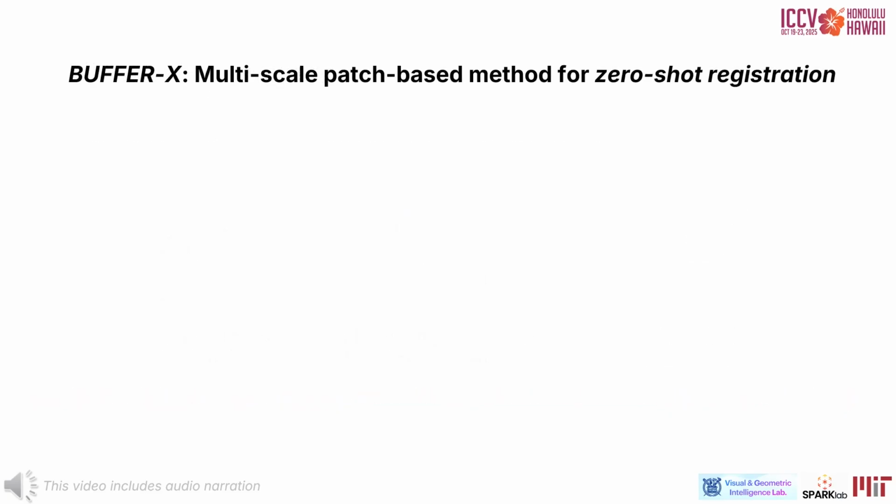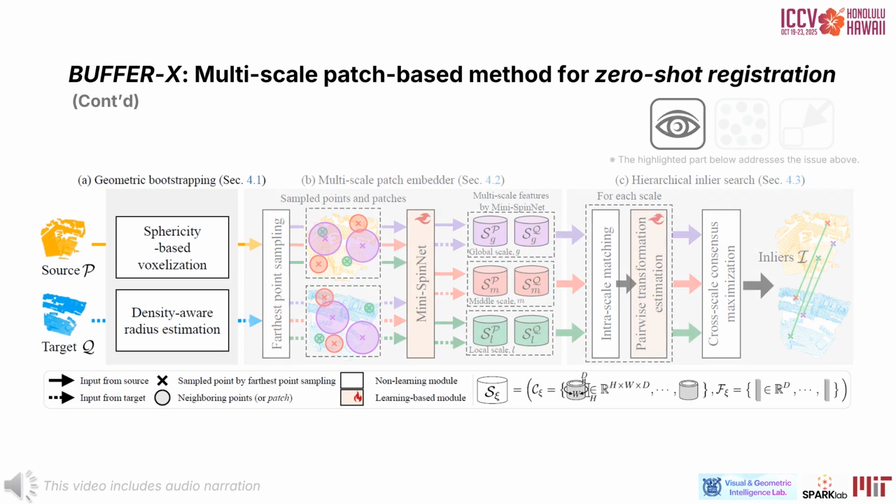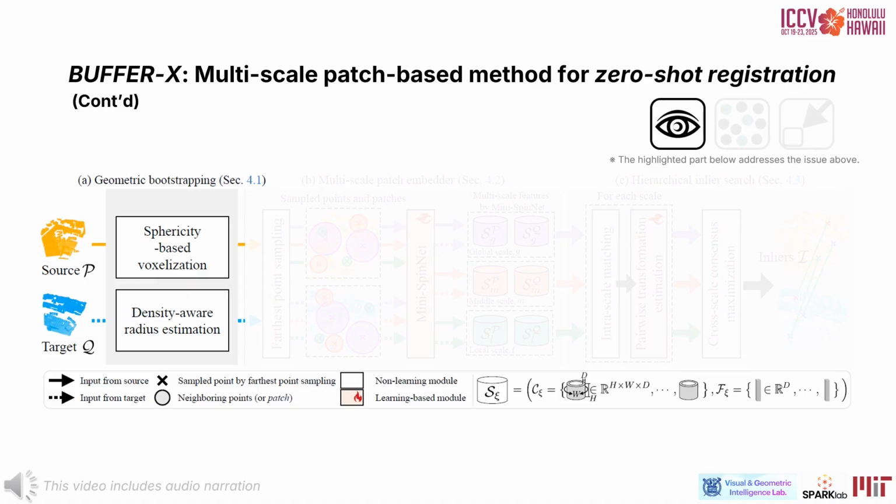To address these three key issues, we introduce BufferX, a zero-shot registration pipeline that performs well on unseen datasets. Specifically, first, BufferX automatically determines voxel sizes and search radii using geometric bootstrapping. It analyzes point cloud distribution and density, tuning parameters on the fly for adaptation without manual adjustments.